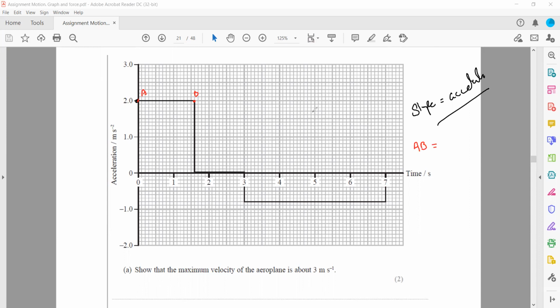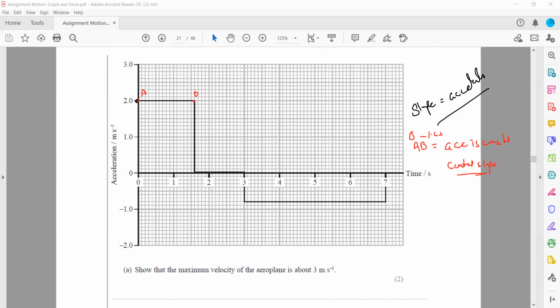So from A to B, it is at a time from 0 to 1.6 seconds. What happened? Acceleration is constant because it is a horizontal line. So from A to B, if acceleration is constant, what should I show? I should draw a line with a constant slope. So we should draw a line with a constant slope from 0 to 1.6 seconds. And what about the value of the speed, or the velocity basically?